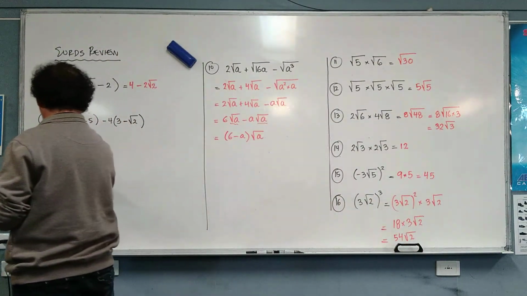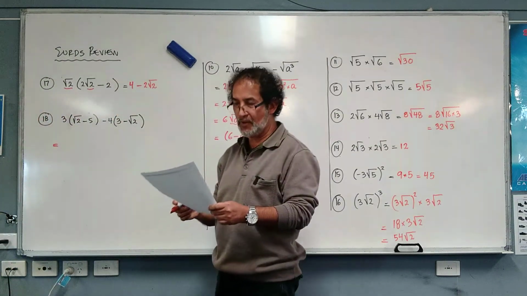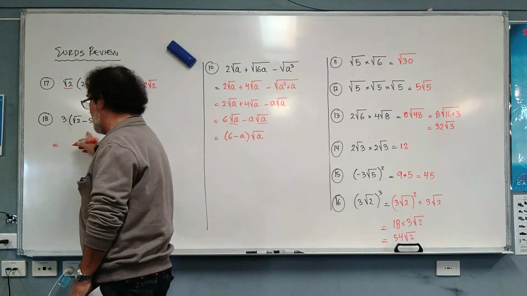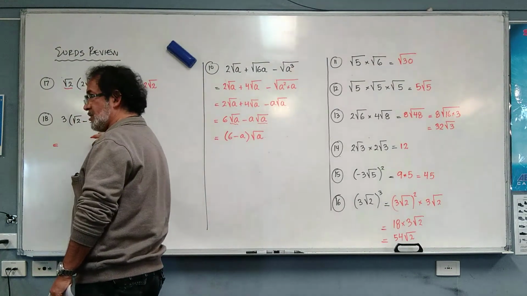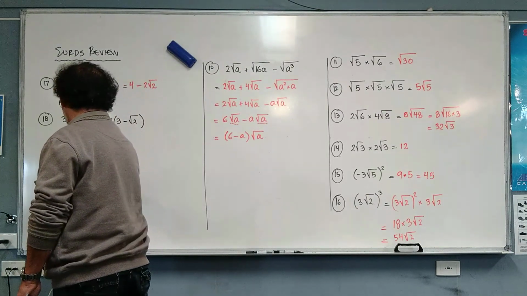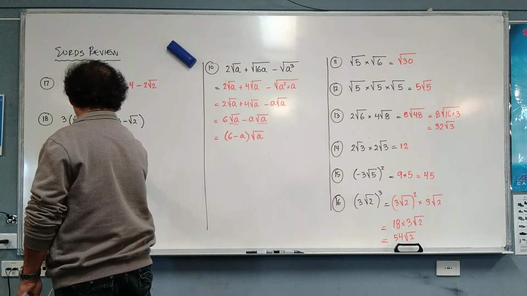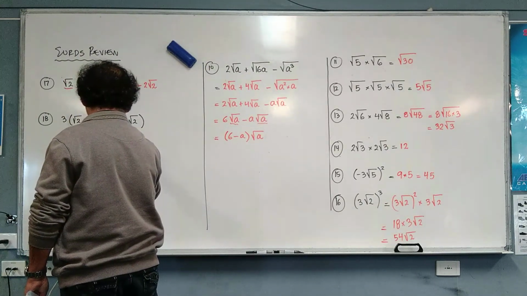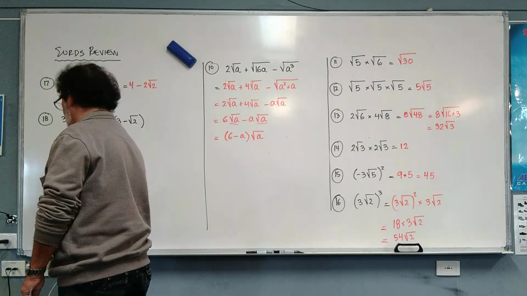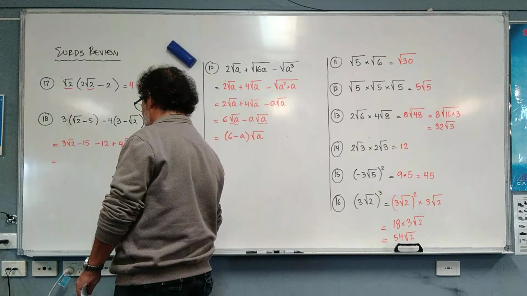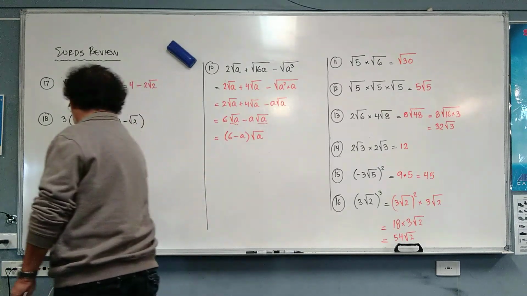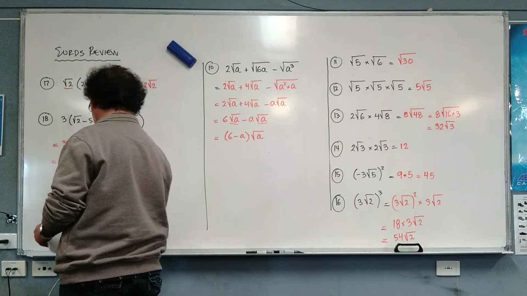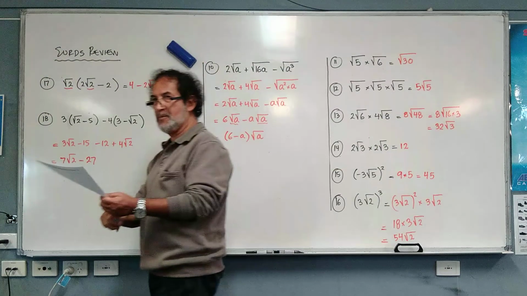And for this one, we're going to have to remove the bracket and then see if we can simplify. All right, so what's the answer for this? Amelia? Tell me what's the answer for this. 3 root 2 minus 15 minus 12 plus 4 root 2. Okay, keep going. So you gather like terms, so you have 7 root 2 minus 27. And that's it, that's the answer.